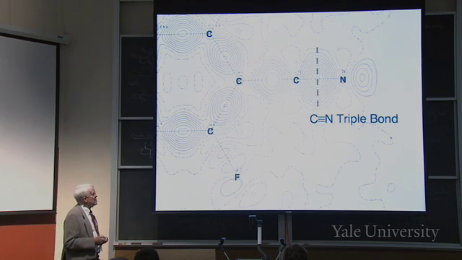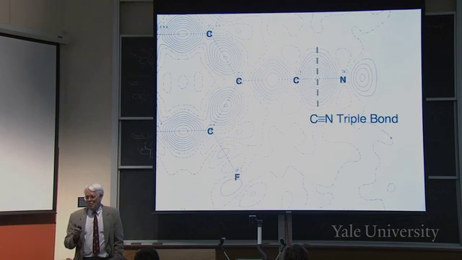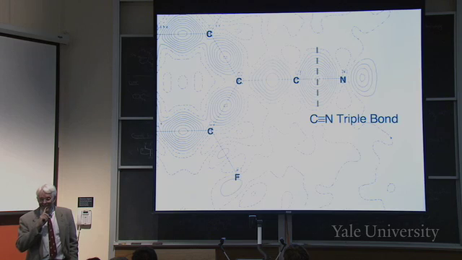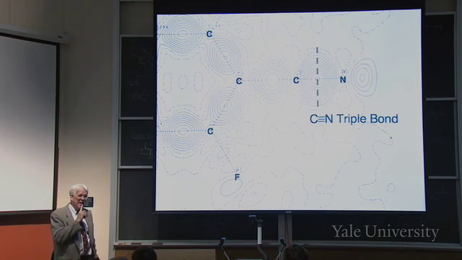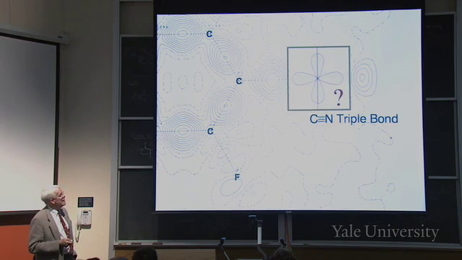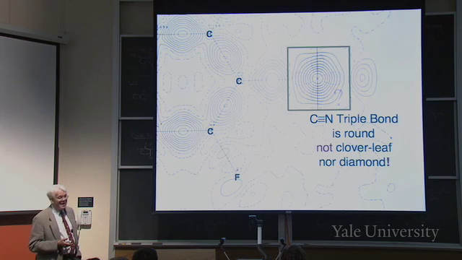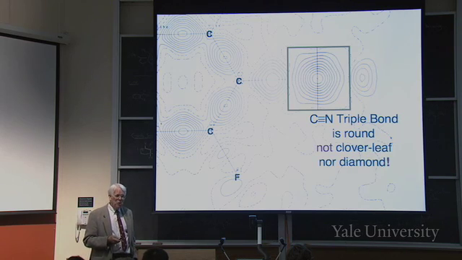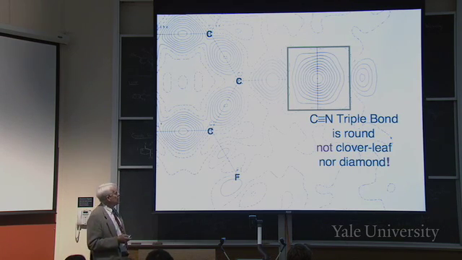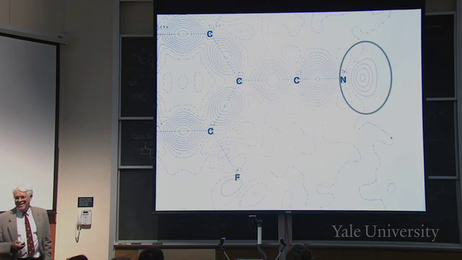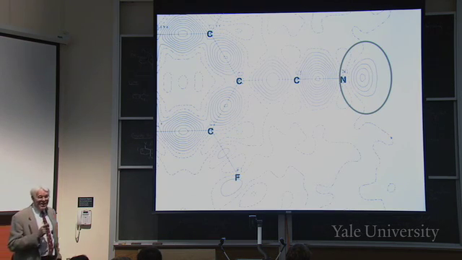Now here is a carbon-nitrogen triple bond. This is something new. What's it going to look like in cross-section? Maybe like a clover leaf, huh? Like that. It looks like that. It's round. It's not clover leaf and it's not a diamond. It's round in cross-section. So we'll address that later. What's that? That's not a bond. That's the unshared pair on nitrogen.